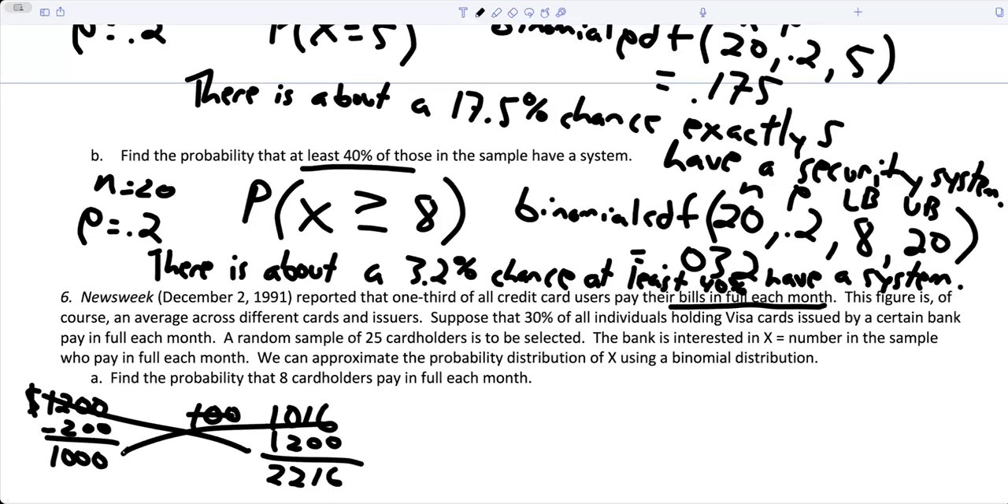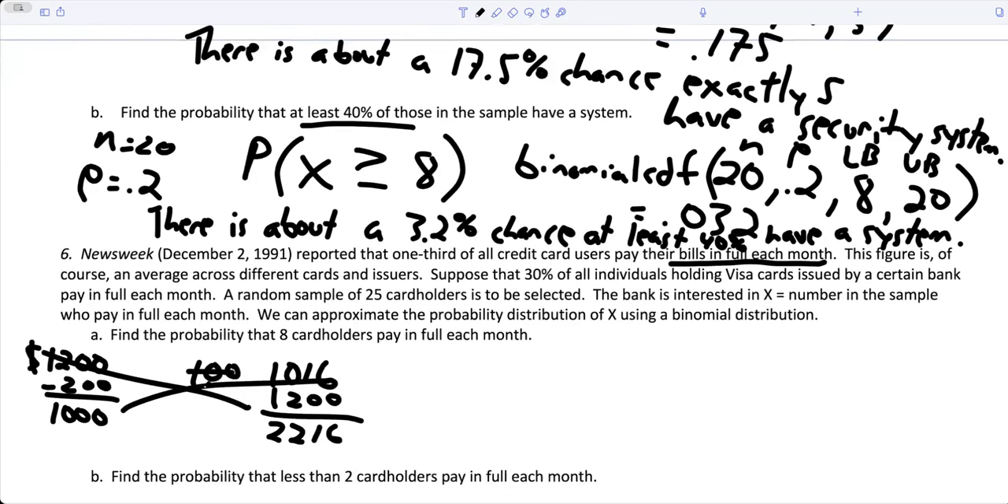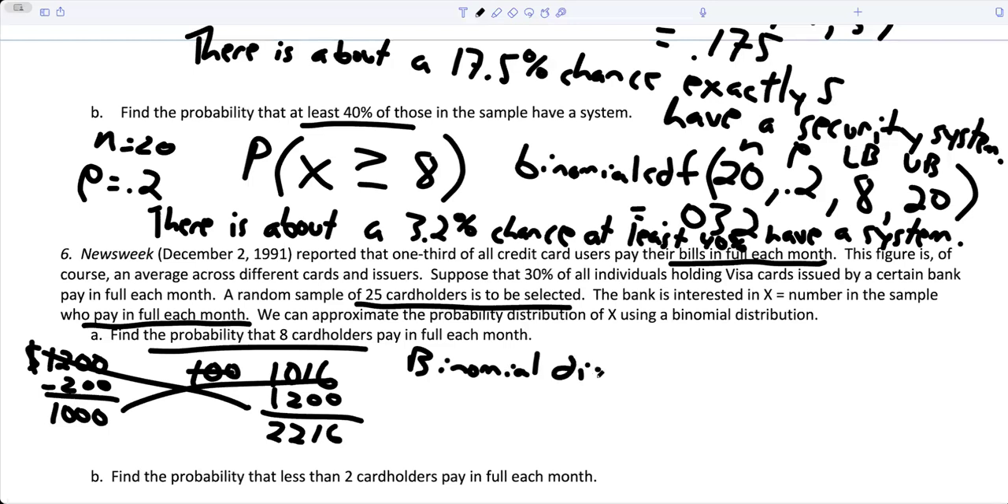Okay, suppose that 30% of all individuals holding Visa cards issued by a certain bank pay in full each month. A random sample of 25 card holders is to be selected. The bank is interested in the number in the sample who pay in full each month. We can approximate the probability distribution using a binomial distribution. Find the probability that 8 card holders pay in full each month. Okay, so this is a binomial distribution.